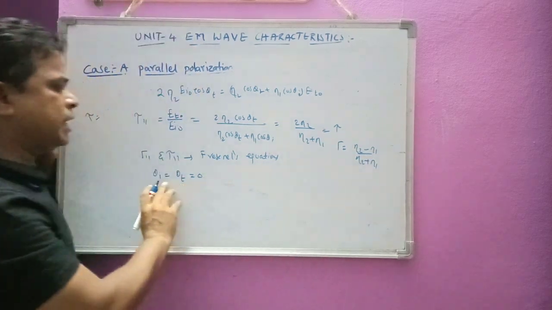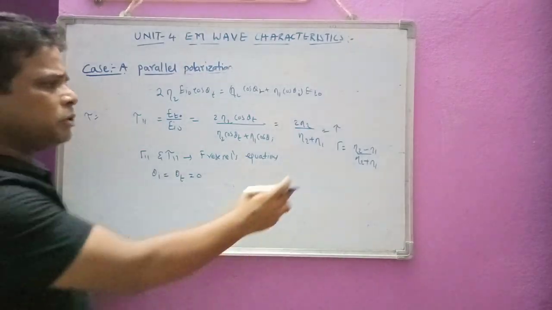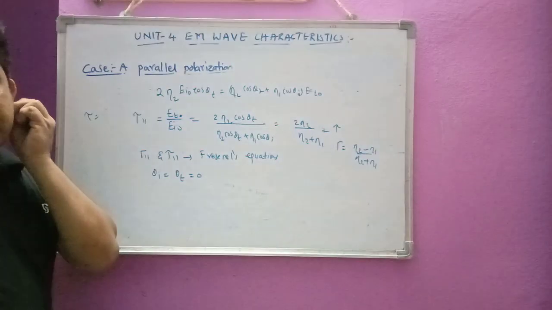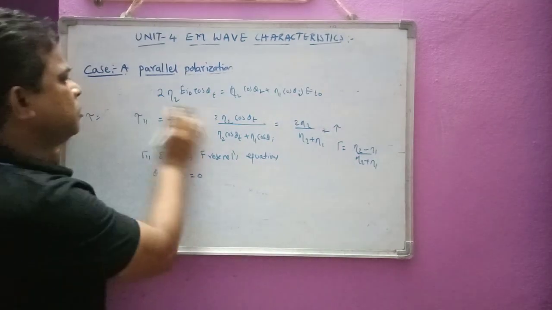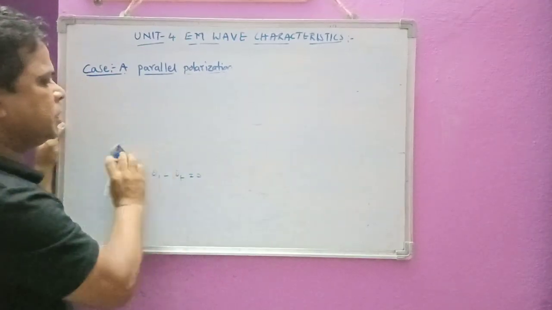If I substitute theta i and theta t is equal to 0. Okay, so those are the general equations. We are going to get the general equation for tau and gamma here. Now theta i and theta t are related as, now these are the equations which we have got till now. Now let us move further.